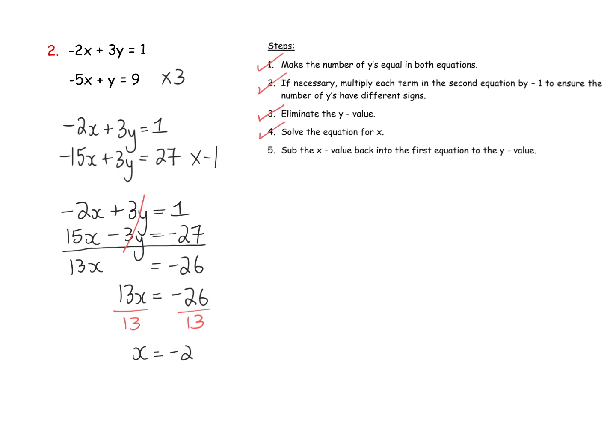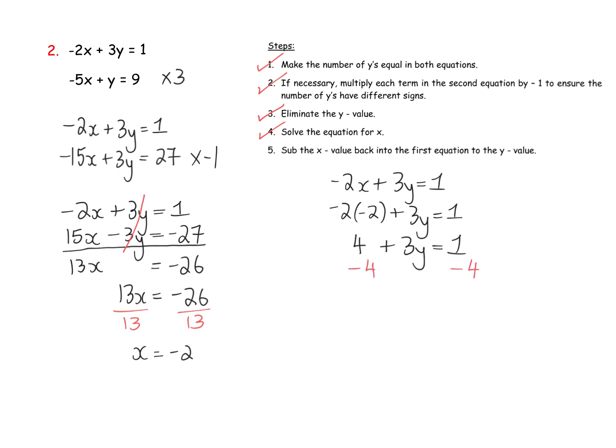So we choose one of the equations. We have minus 2x plus 3y is equal to 1. We know that x is equal to minus 2, so we replace the x with minus 2. Minus 2 times minus 2 will give us 4, plus 3y is equal to 1. We bring all the numbers to the right, so we minus 4 from both sides. When we minus 4 from both sides, we're left with 3y is equal to minus 3.